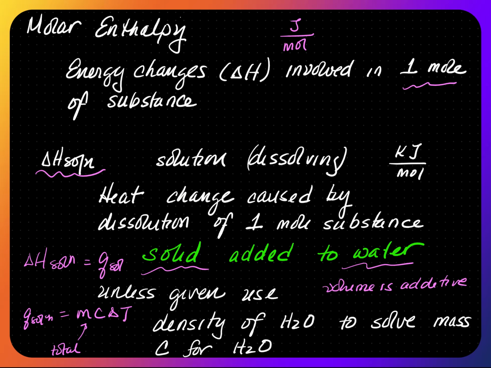If it's a solid being added to water, then the total mass will be the mass of the solid plus the water. Unless given, to find the mass, you're going to use the density of the water. If volume is given, you're going to use c for water for the constant.